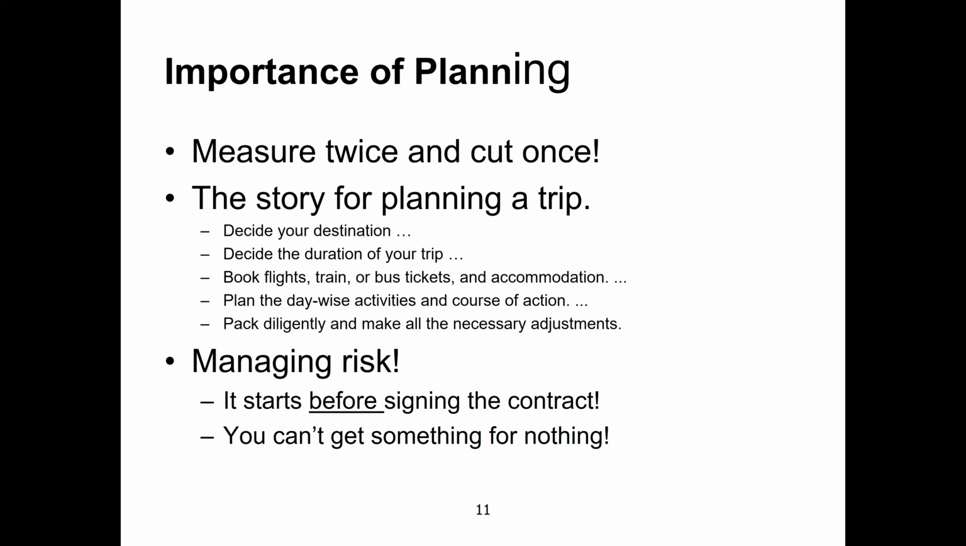It starts before signing the contract. In construction risk management, we have to plan in advance. Before signing the contract, we should visit the site, even before preparing the bid for that project. We should know how the site looks, how the topography is, how the access road to the site is, whether it is in a congested area, and what the adjacent buildings are. You cannot get something for nothing.